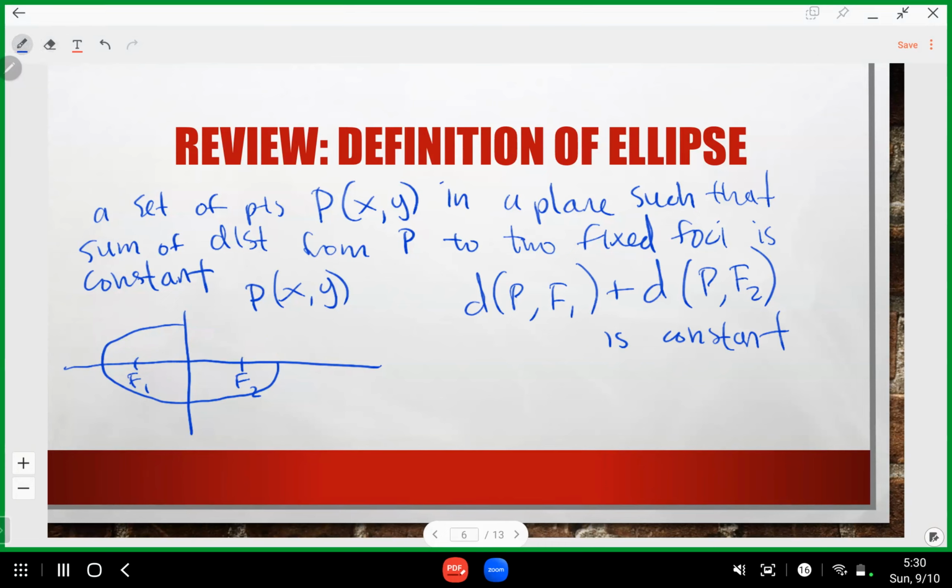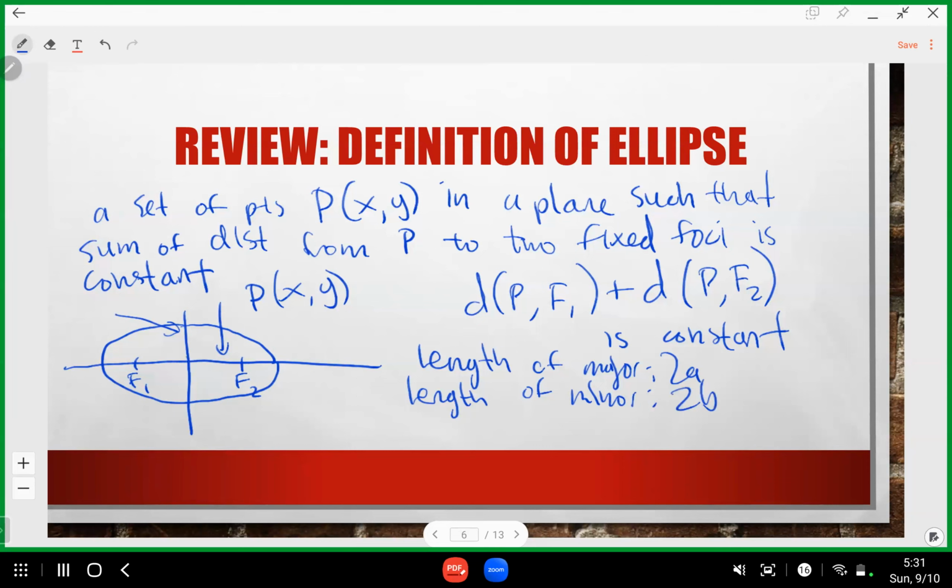The first thing is the major axis. The major axis will be the longer axis. So as you can see, the x-axis right here is the major axis. The minor axis, of course, is the smaller axis. The length of the major axis is equal to 2a. The length of the minor axis is 2b.